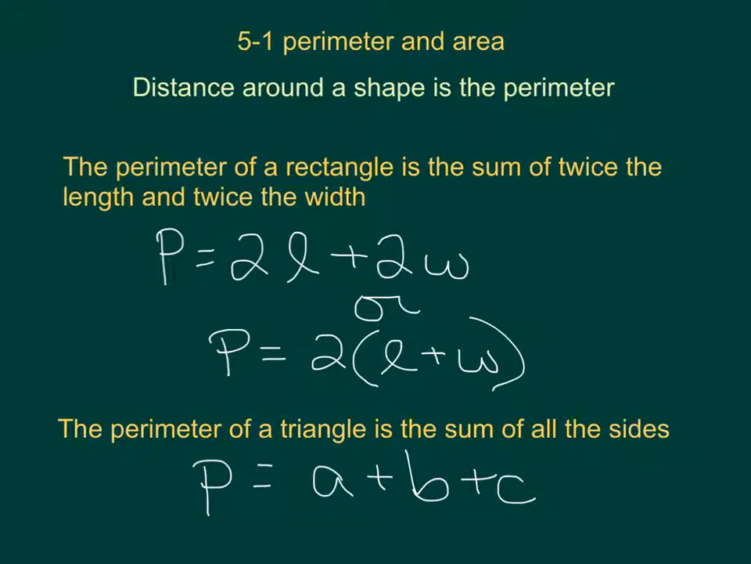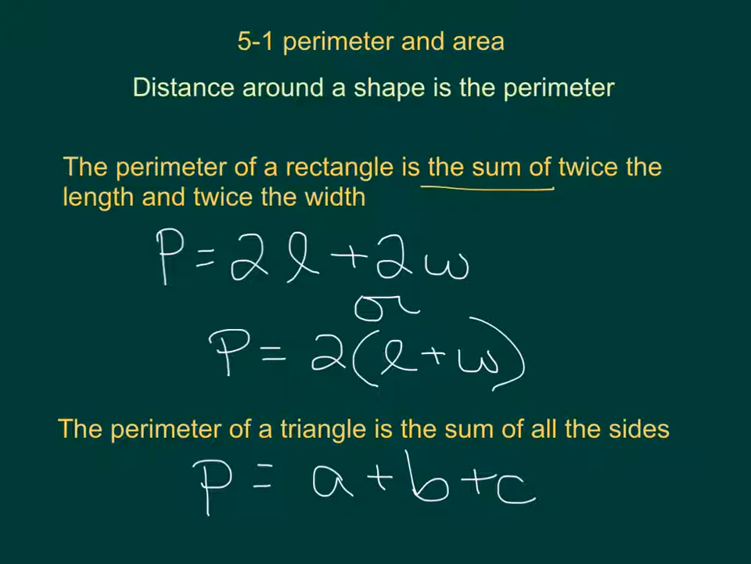Lesson 5-1, Perimeter and Area. The distance around a shape is the perimeter, the distance around the outside. So if you're walking the perimeter of the gym, you're walking around the outside edge of the gym. The perimeter of a rectangle is the sum of twice the length and twice the width.